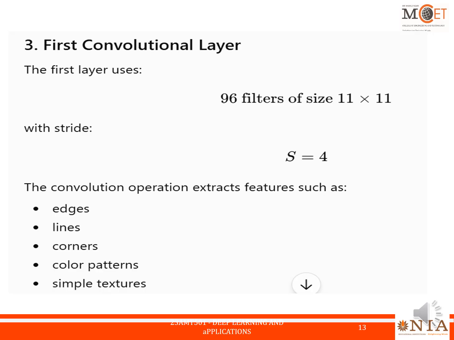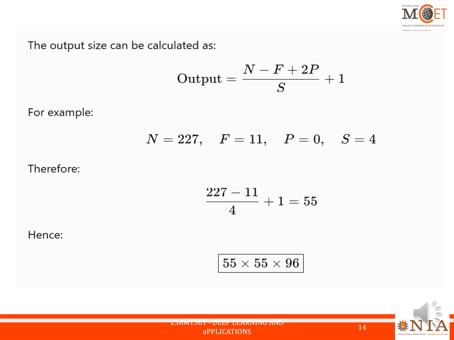Next, in the first convolution layer, we are going to use 96 filters of size 11 x 11 with a stride s equal to 4. The convolution operation extracts features such as edges, lines, corners, color patterns, and simple textures. The output size can be calculated as output equals (n minus f plus 2p) divided by s, plus 1. We apply the values of n, f and p in this formula to get the output. So now we get 55 x 55 x 96. The input image pixels are compressed and give a value of 55 x 55 x 96.